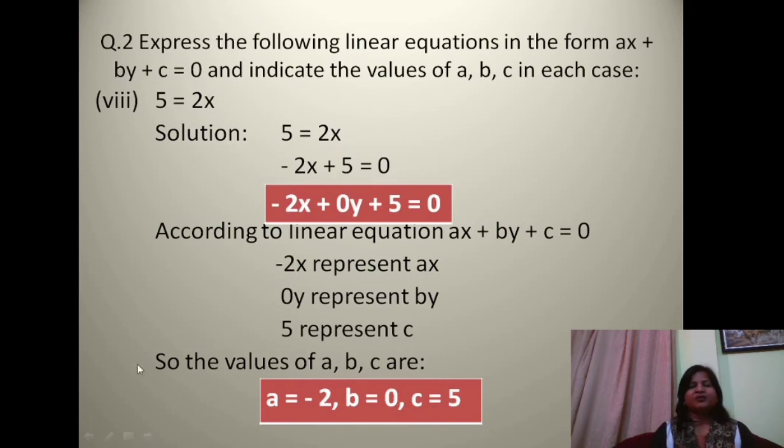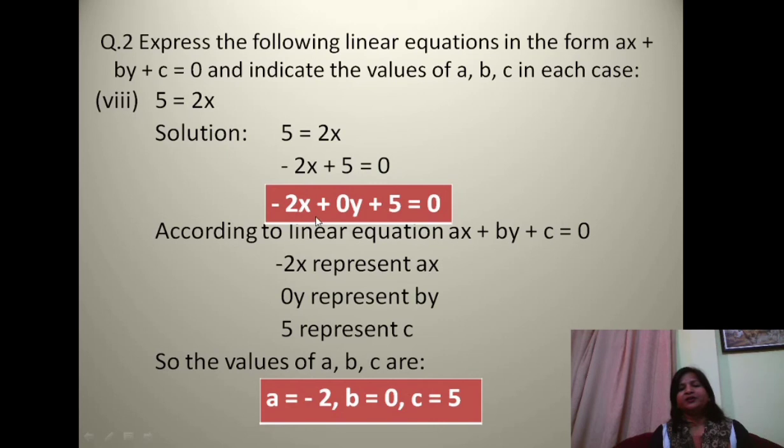Now the last part of the second question is 5 is equals to 2x. In the solution you can see 5 is equals to 2x. Minus 2x plus 5 is equals to 0, because we have taken 2x to the left side, so it will be converted to minus. Here y is not given, so we have to add y. Here minus 2x plus 0y. Why have we multiplied by 0? Because we have to find the value of b. So we have multiplied 0 in y. Plus 5 is equals to 0.